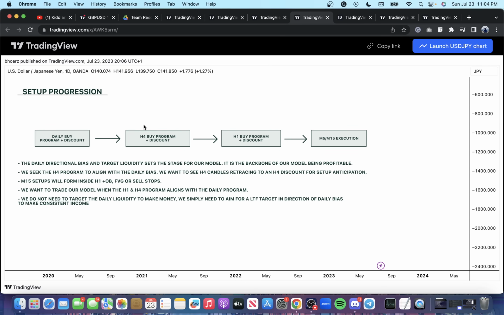Now, here's what I mean by transposing the daily program to a 4-hour program. If the daily is poised to expand in the direction of daily order flow and it's bullish, what you don't want to do is go in and buy a 15-minute time frame execution, because I said your time frame execution is the 5 or 15-minute discount or premium array.